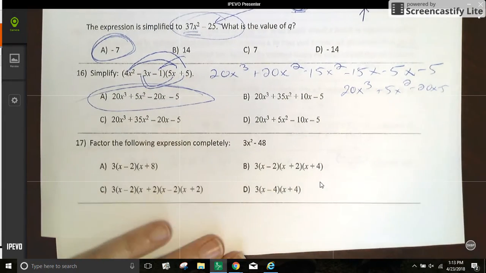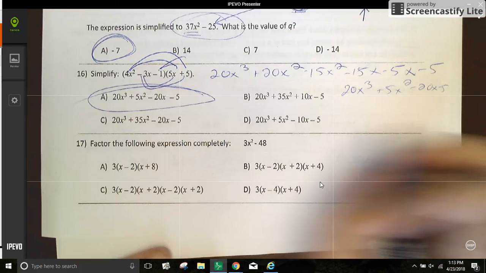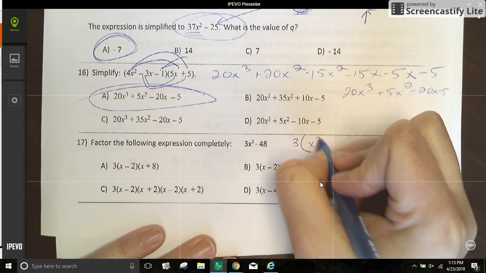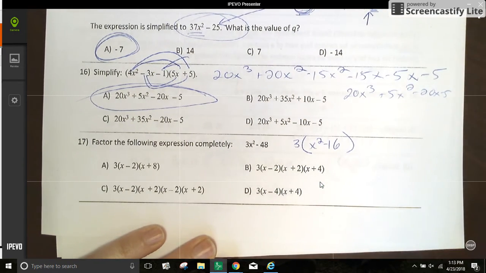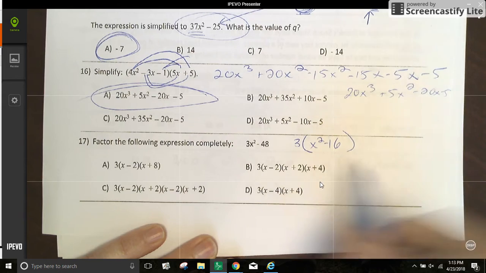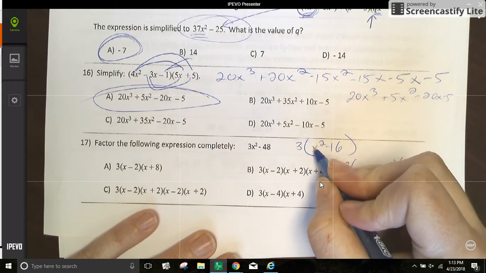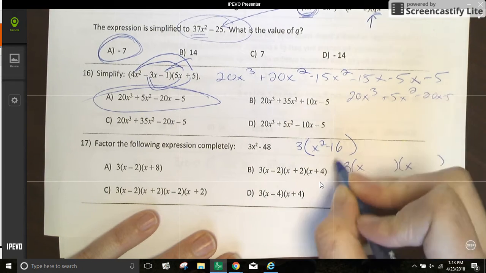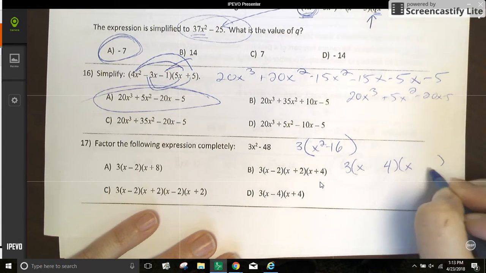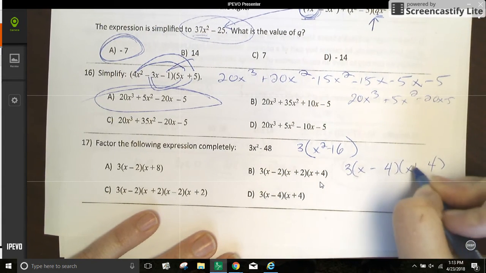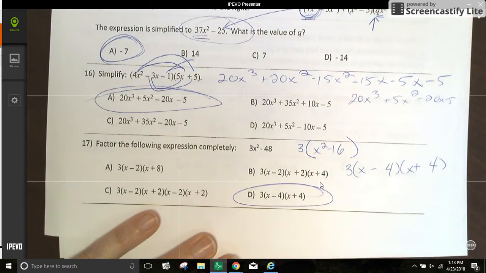17, they want you to factor. Always, always, always check for a GCF to start. So GCF of 3. And then now I have the difference of squares. So remember, for the difference of squares, it's the square root of the front, square root of the back, with a minus and a plus. So you get D.